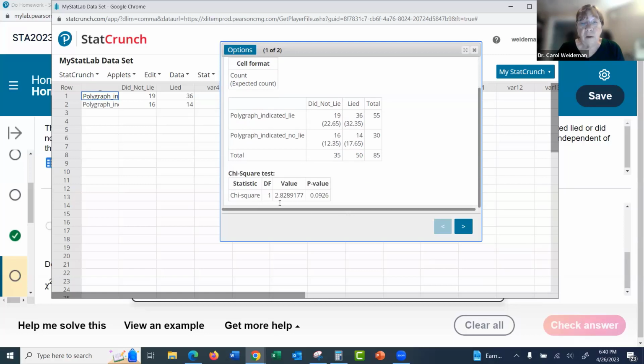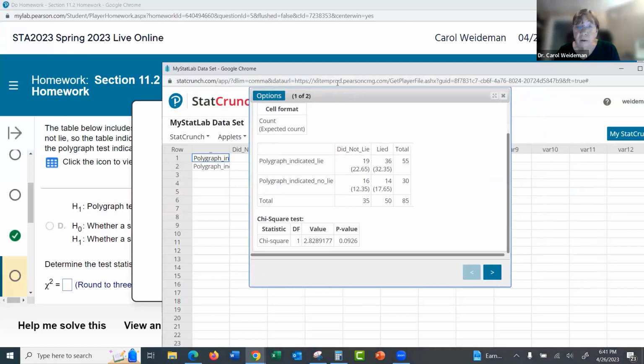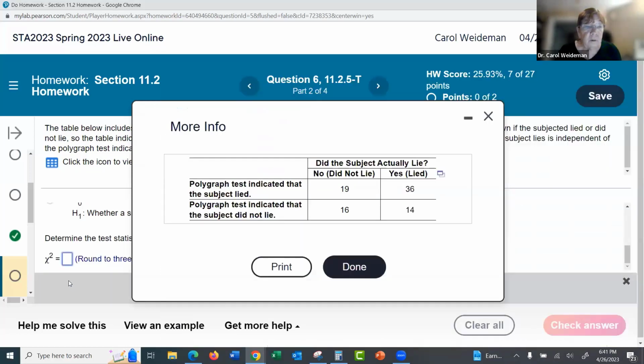Here's my chi-square, with 1 degree of freedom, because we have 2 rows and 2 columns. So 2 minus 1 is 1, 1 times 1 gives me 1. Here's my p-value, 0.0926. The first thing the question asked me to give was the chi-square rounded to 3 decimals. That's my test statistic right there, 2.829. So I'm going to go ahead and put that in.